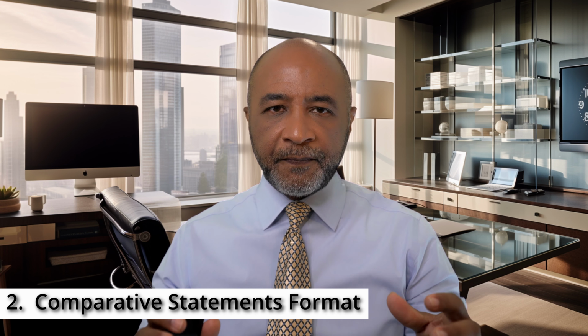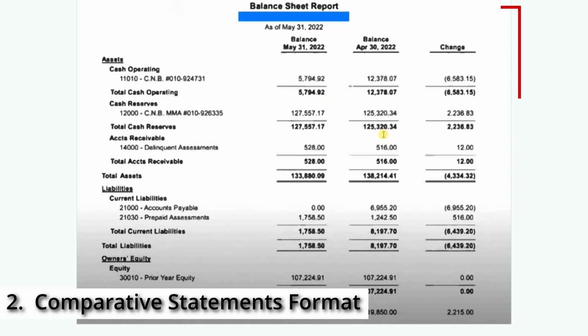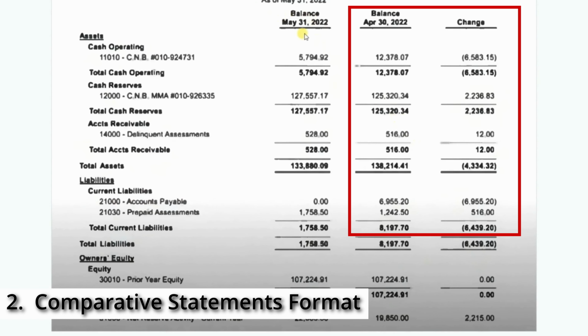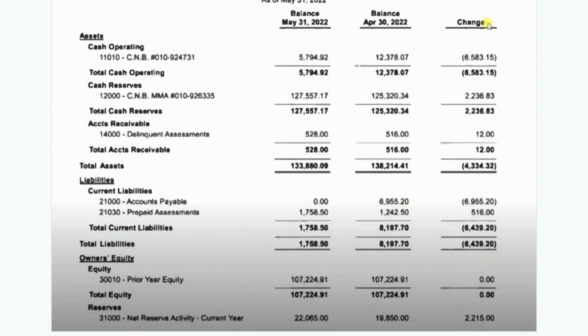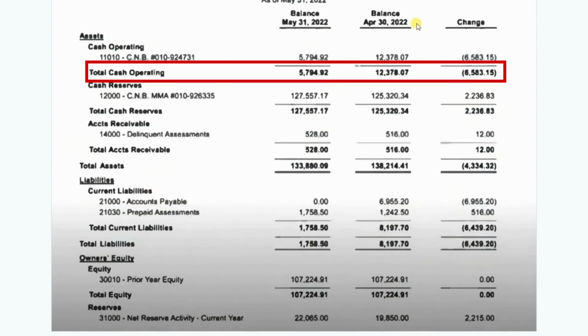The other thing is that balance sheets are often formatted as comparative statements, meaning that additional columns of prior period figures are added to the sheet to compare and analyze account balance variances from one period to another. This makes the comparative balance sheet a useful tool for evaluating the association's financial position and ability to pay its debts, particularly when compared year over year.